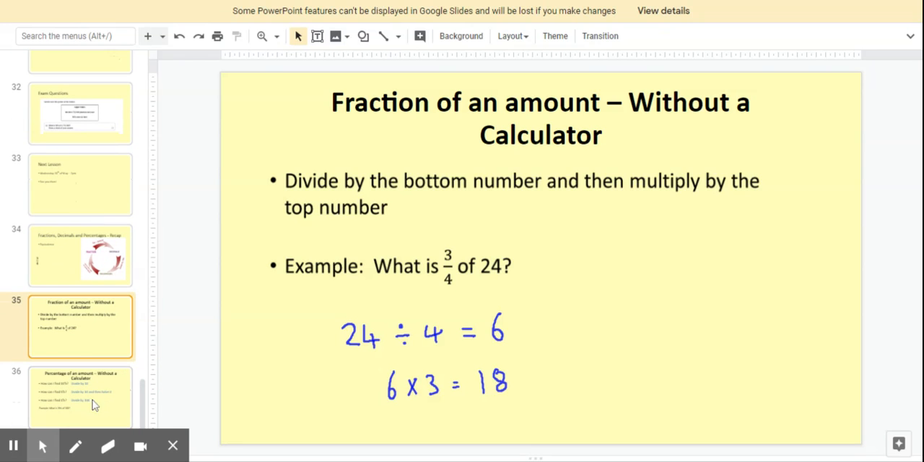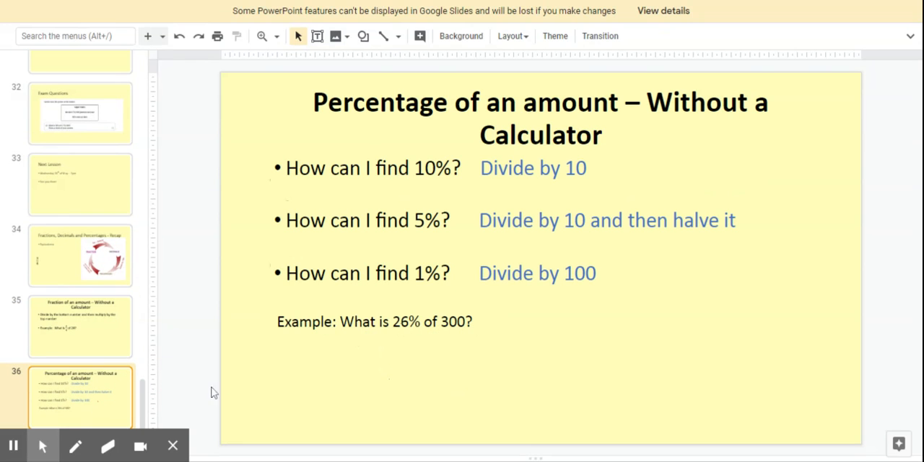And this works for finding a fraction of any amount. Just divide by the bottom and then times by the top. The next thing we talked about was finding percentages of an amount. We talked about how we could use some tricks to do this without a calculator. So if we wanted to find 10% of any amount, we just divide by 10. If we want to find 5%, we divide by 10 and then we half it. If we want to find 1%, we divide by 100. And using these three tips, we can find any percentage of any amount fairly easily without using a calculator.